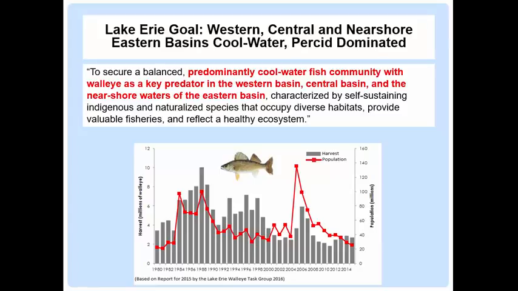This is a goal taken from a 2003 document by the Lake Erie Committee that laid out a goal for the fish community in the western, central, and the near shore of the eastern basin. That goal was to have a cool water fish community with walleye as a key predator in those areas, and to have that be a self-sustaining community. So that's a management goal that's been laid out.